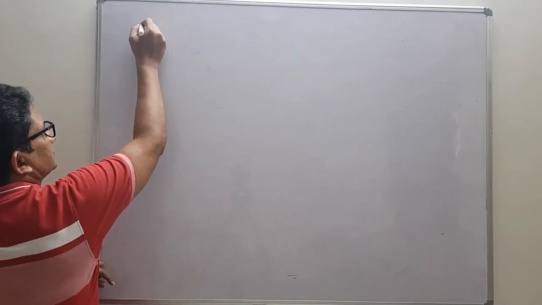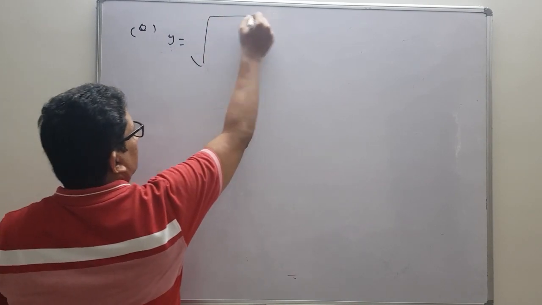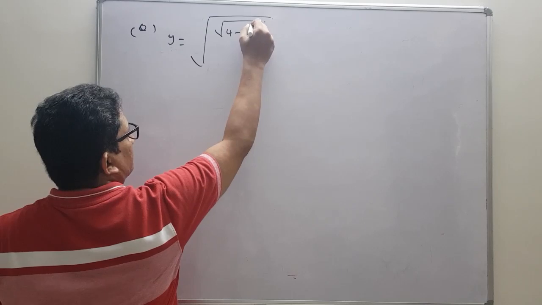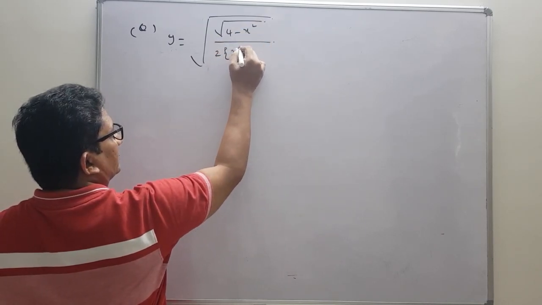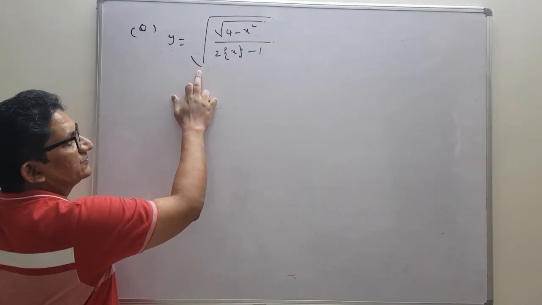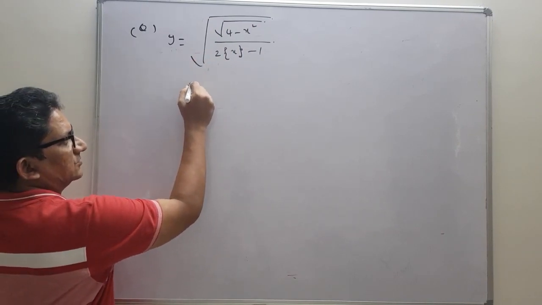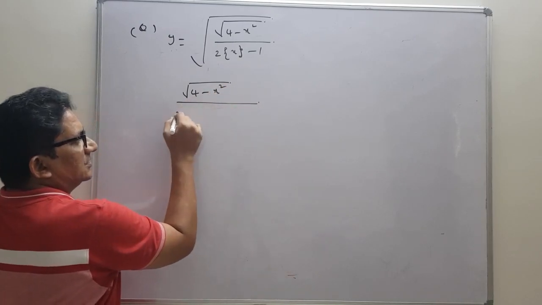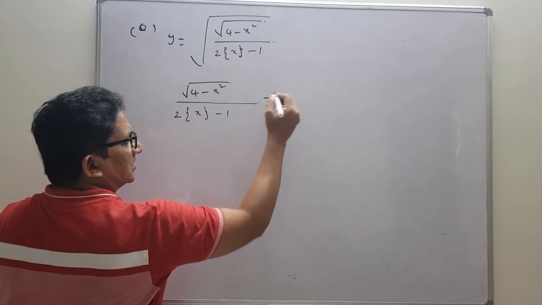Find the domain of y equals under root, square root of (4 minus x square) divided by 2 into fractional part of x minus 1. So we have a square root function outside, so we need to maintain that inside part as positive, that is, under root 4 minus x square divided by 2 times fractional part of x minus 1 should be greater than or equals to 0.